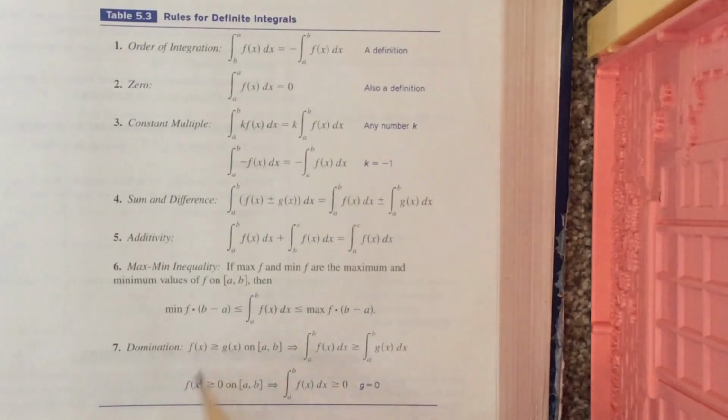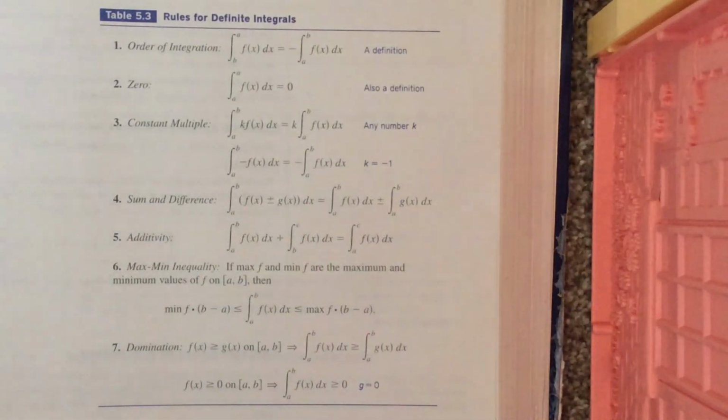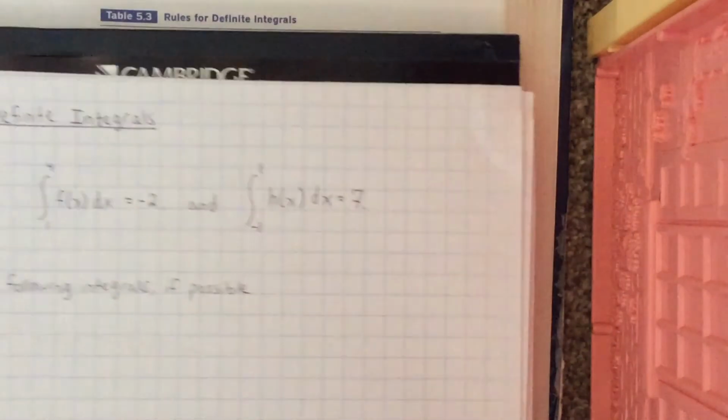Our domination rule says that if we have some function f of x, which is greater than or equal to another function g of x on the closed interval a to b, then the integral from a to b of f of x is also greater than or equal to the integral from a to b of g of x. Likewise, if f of x is greater than or equal to 0 on the closed interval a to b, then the integral of f of x on the closed interval a to b is also greater than or equal to 0. So now let's look at a few of those rules in an example.